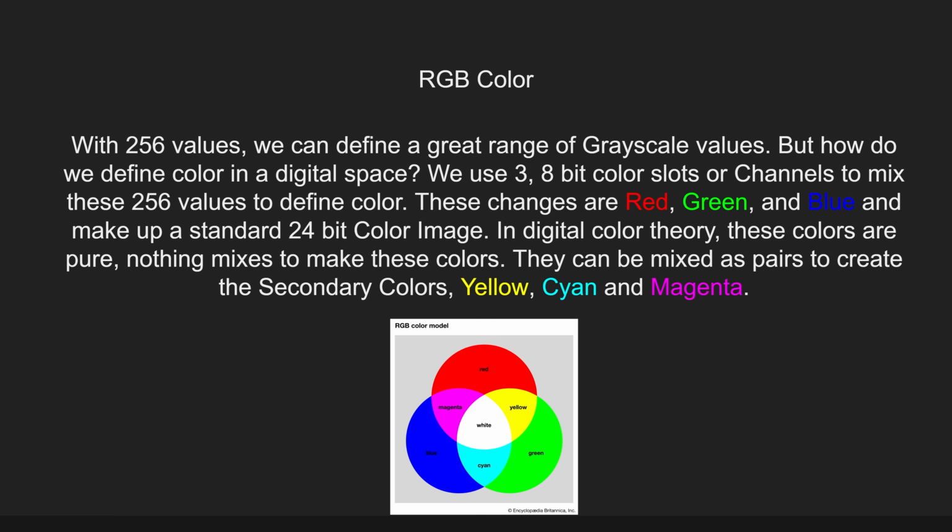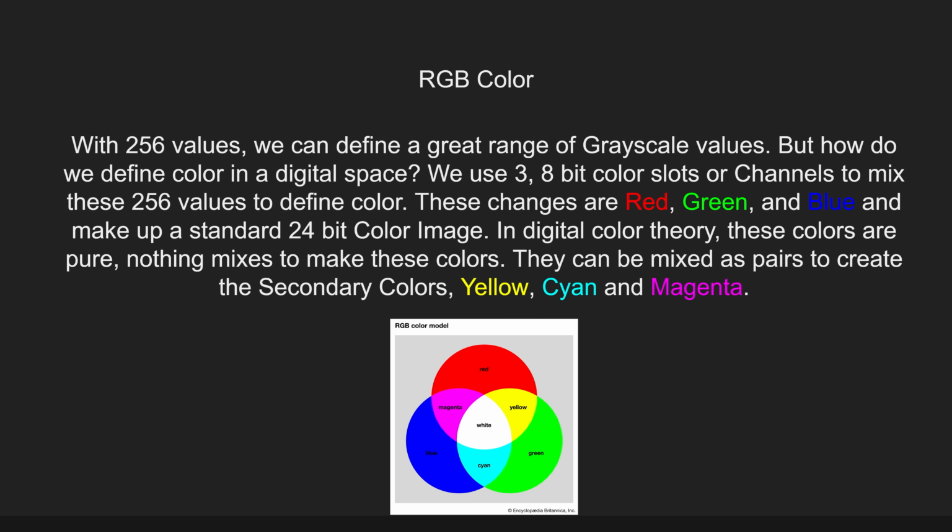If we want to use mixes of colors, say we want to use things like magenta, yellow, and cyan, we just need to mix 2 of those channels. Red and green make yellow, blue and red make magenta, and blue and green make cyan.